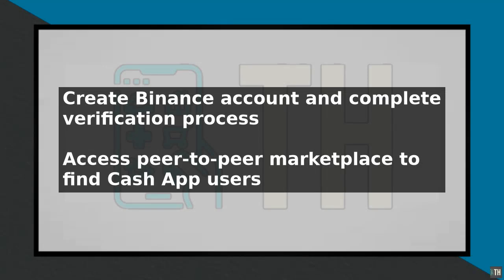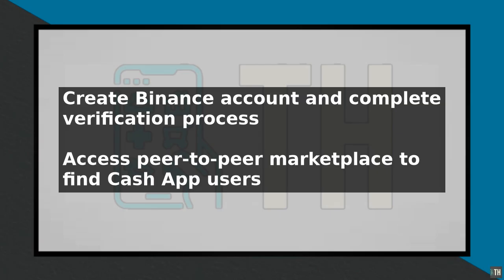To buy or sell crypto to Cash App P2P in Binance, start by creating an account on Binance and completing the verification process. This will give you access to the peer-to-peer marketplace where you can find buyers or sellers who use Cash App.